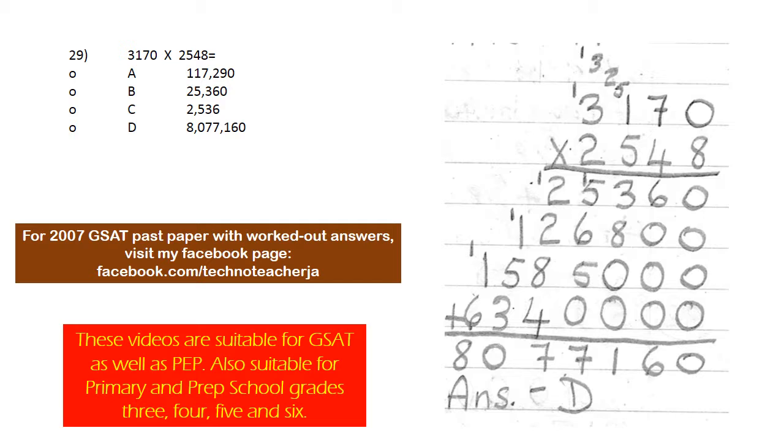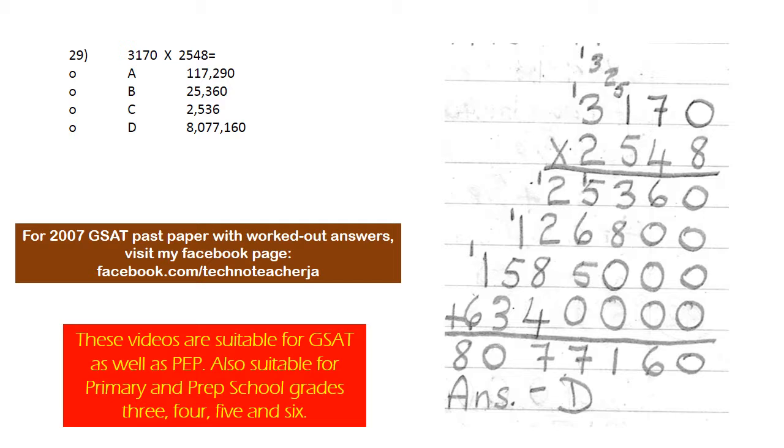Now let's add the next column. 0 plus 5 is 5. 5 plus 6 is 11. 11 plus 5 is 16. And 16 plus 1 is 17. So write a 7 under the 0 and carry a 1 in the column beside it, above the 2.